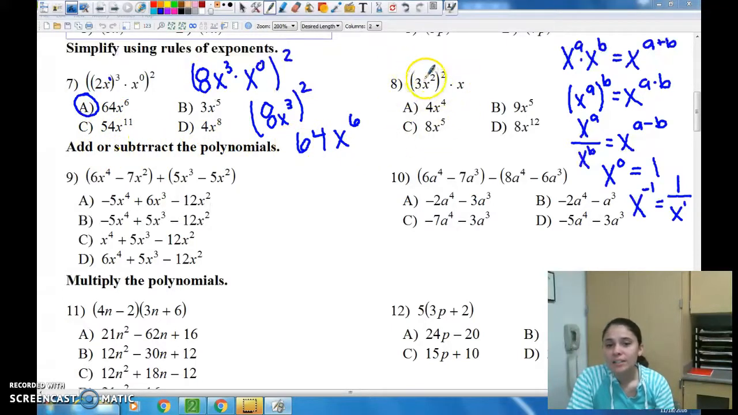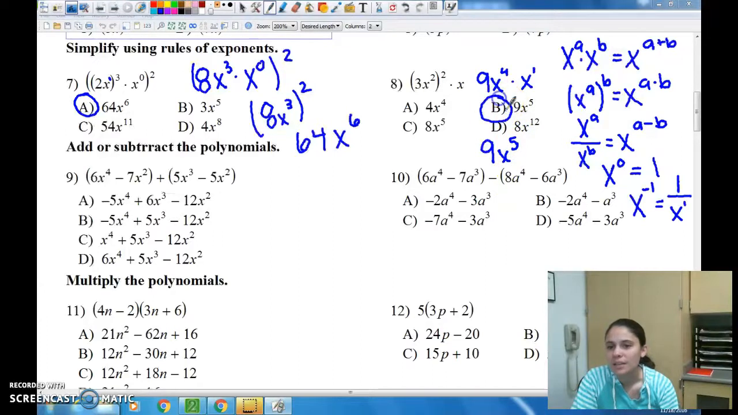And then I have number 8. So again, I have to do parentheses first, but the parentheses are as simplified as they get. So then I move on to exponents. So I need 3 squared and x squared squared. So 3 times 3 is 9. And then this 2 times this 2 is x to the 4th. And then this is still times x. And with nothing here, this is like x to the 1st. So using this first rule I listed up here, when I'm multiplying two things with the same base, I add their exponents. So 9x to the 4th times x to the 1st, I just add 4 and 1, and I'm left with 9x. 4 plus 1 is 5, which is letter B, 9x to the 5th.